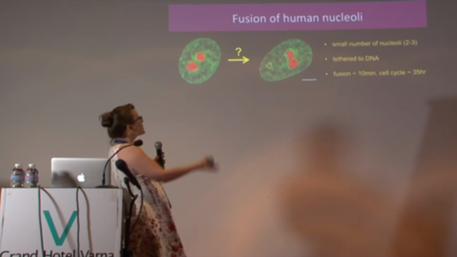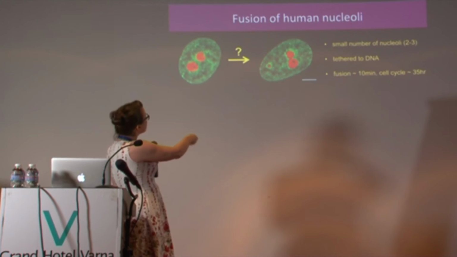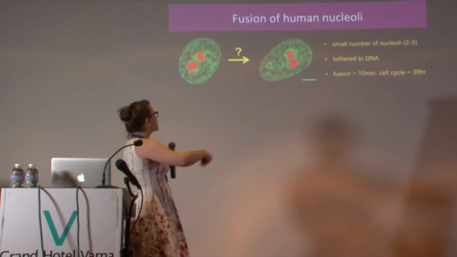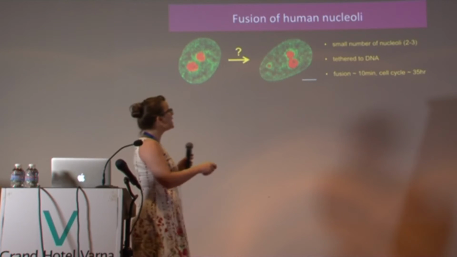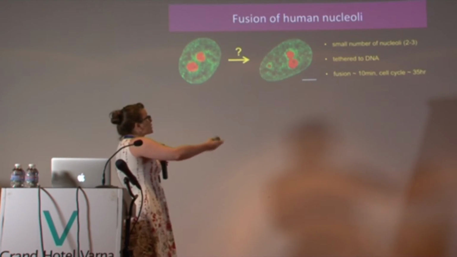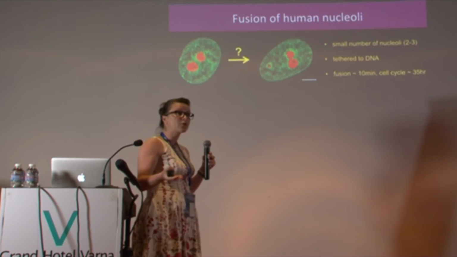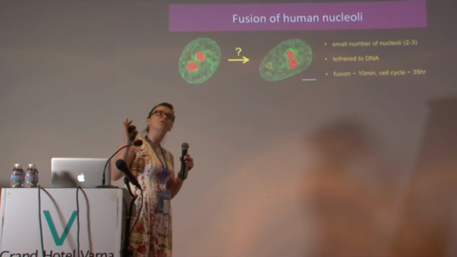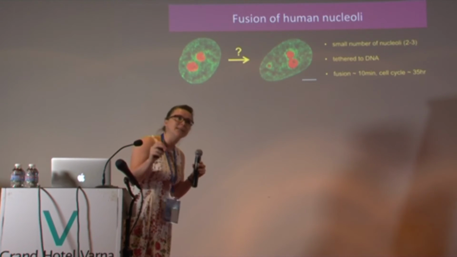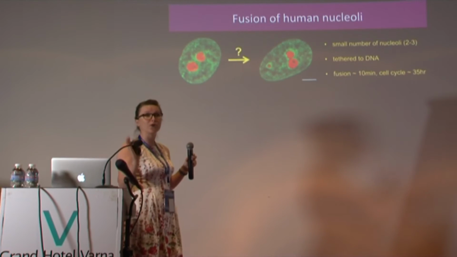But there is a reason why it's very difficult here, because in contrast to frog eggs, where you have 2,000 nucleoli, we only have 2-3. And in contrast to frog nucleoli, which are on the order of 20 microns, ours are 1 micron small. So it's just the art of being at the right place at the right time, so you catch the process, and you don't know when and where it occurs.